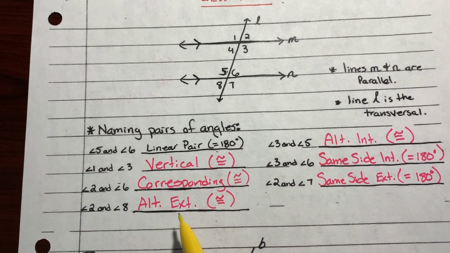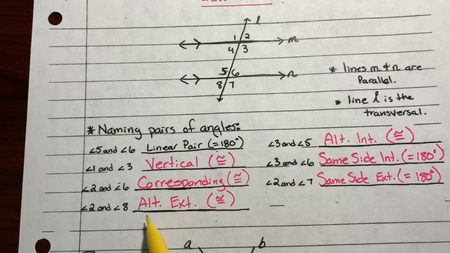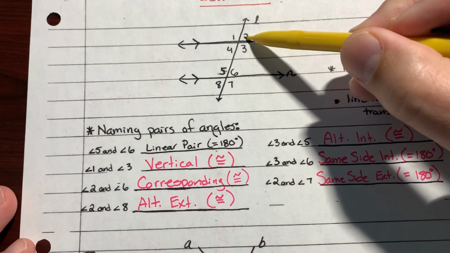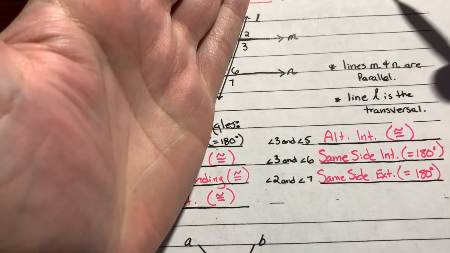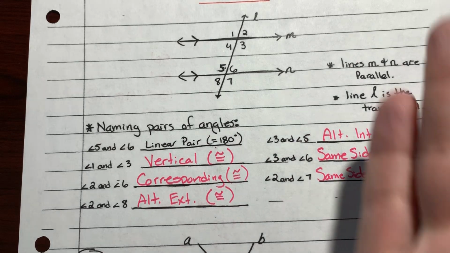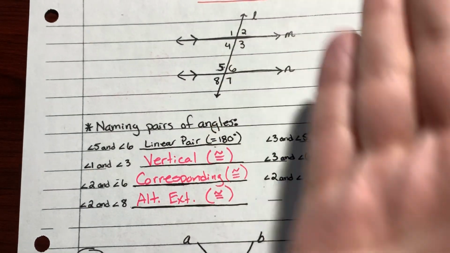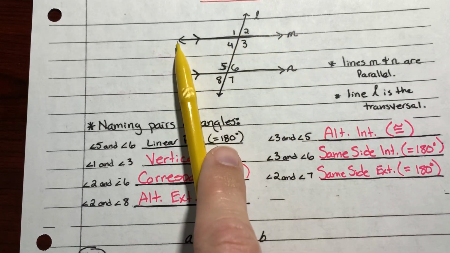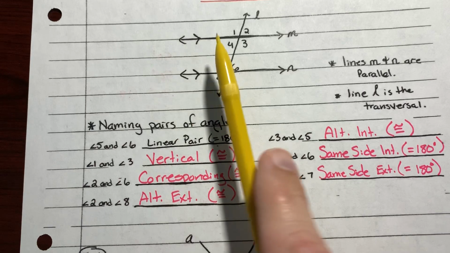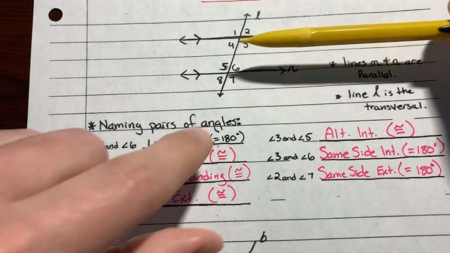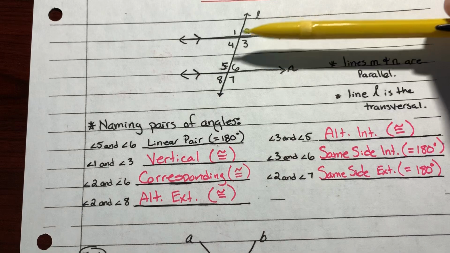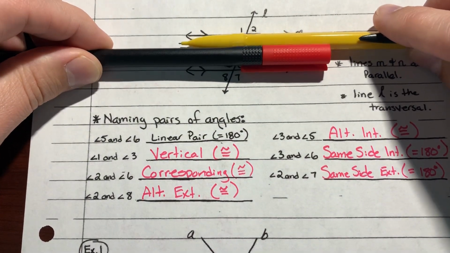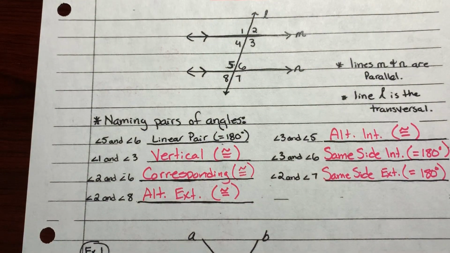Alternate exterior angles, angle 2 and angle 8. Notice that angle 2 is on the right-hand side of the transversal, where angle 8 is on the left-hand side of the transversal. That's what they mean by alternate or alternating. They're on one side of the transversal and the other side of the transversal. They are exterior because they're both on the outside of the parallel lines. So here's the parallel lines. Angle 2 and angle 8 are on the outside of those parallel lines. All right, so alternate exterior.